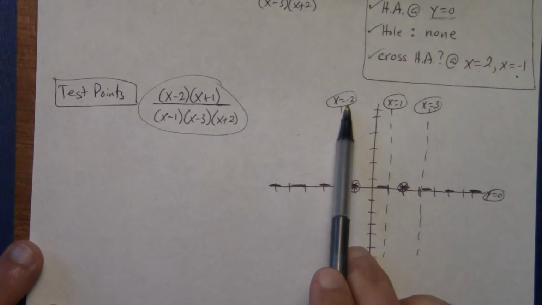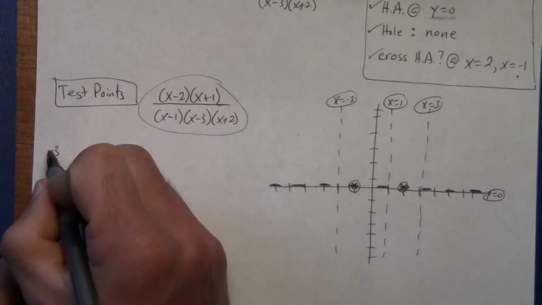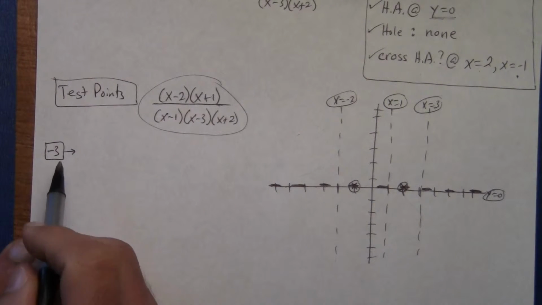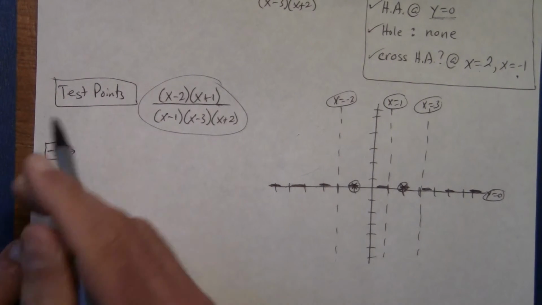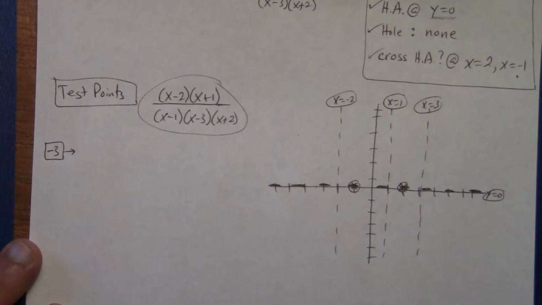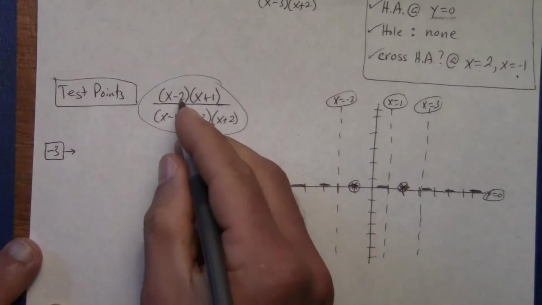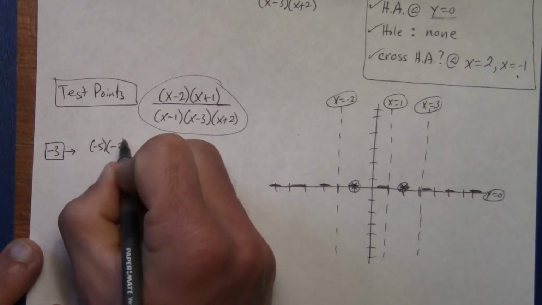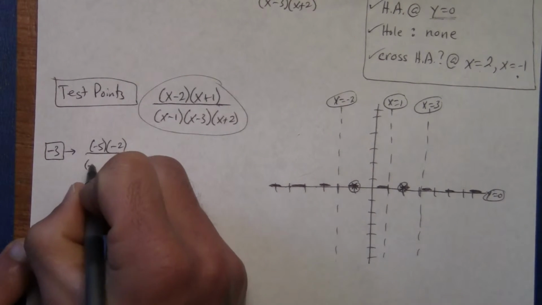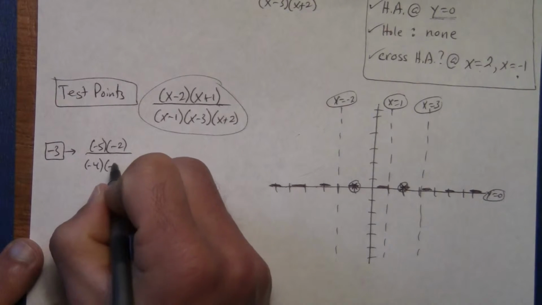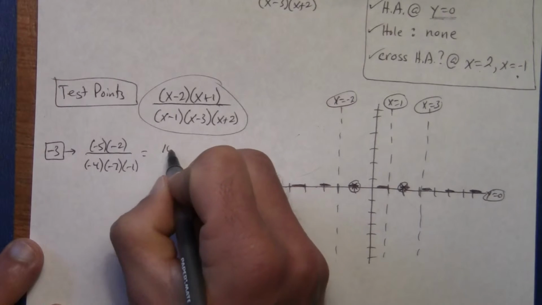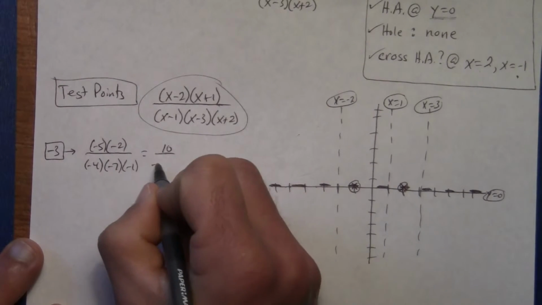I'm going to pick this region here. I need to pick something to the left of -2, so I'm going to pick -3. And please show your work for this. This is the way I like doing it, putting the number in with a box around it and then drawing an arrow to the side and then doing my work. So let's say I plug in -3. That is going to give me -5 times -2 divided by -4 times -7 times -1, which is going to give me +10 over -28.